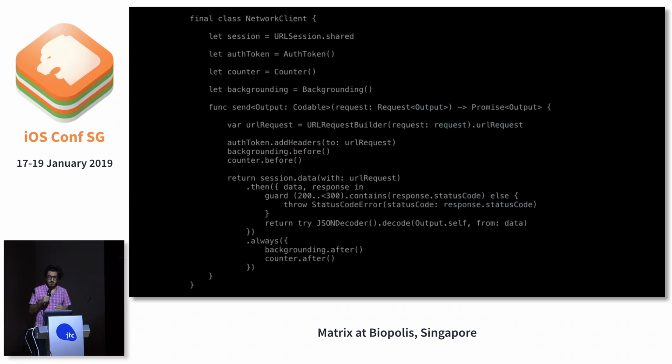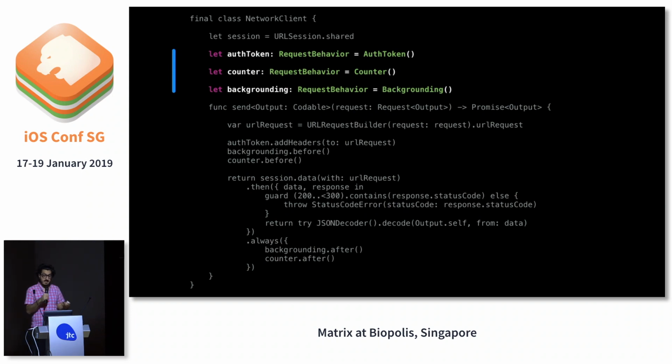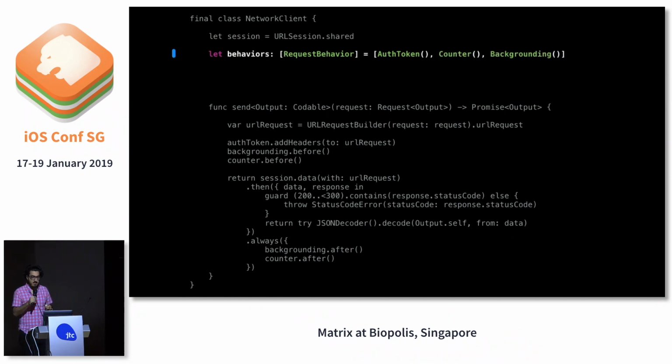So going back to our code, now that the bits of extracted code all correspond to the same protocol, we can wrap everything up in that protocol. And here's where the sort of magic starts to happen, right? Because the types of all three of these variables, auth token and counter and backgrounding, all correspond to the same type, right? Each of those variables has the same type. They have the type request behavior.